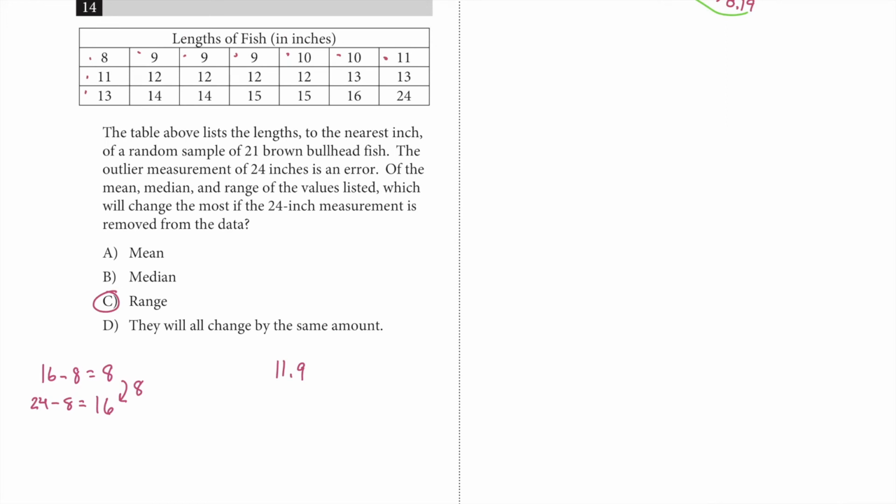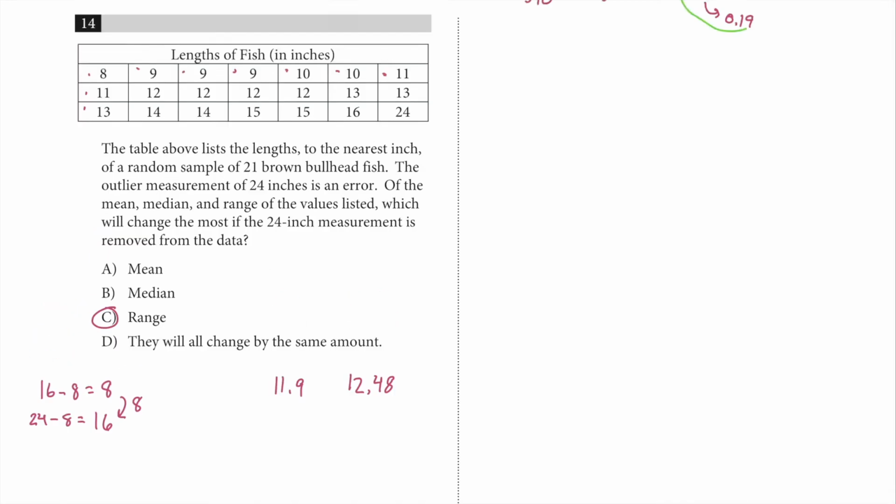If we do it with the 24, we'll have 262 divided by 21, which will be 12.48. So our range will be the biggest change.